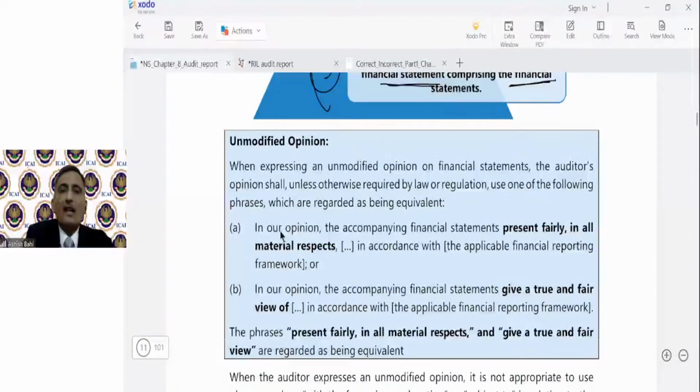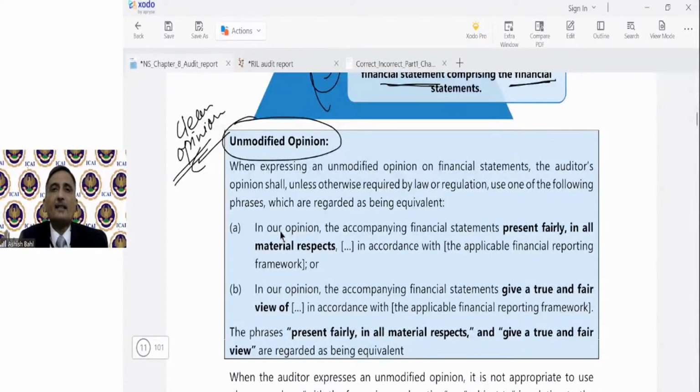So when an auditor gives an unmodified opinion, you understand, guys? Clean opinion. In common layman's language, you can say clean opinion. When the auditor says that the company's financial statements provide a true and fair view, presented fairly in all material respects in accordance with the applicable financial reporting framework, the auditor in such a case doesn't have any reservations about the opinion being expressed, and he gives a sort of clean chit to the company. Such an opinion is called an unmodified opinion.